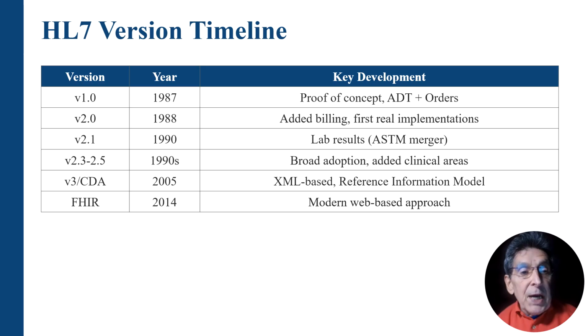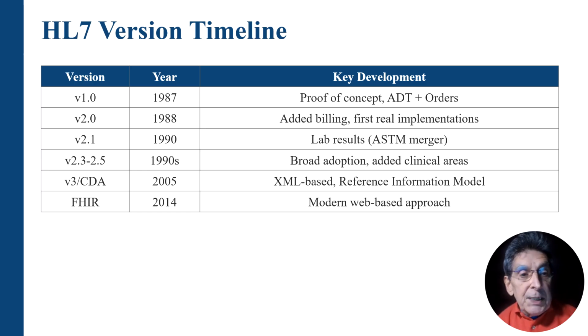So let's go back over the timeline. Version 1 was in 1987. Version 2, 1988. That's when we were able to handle ADT messages. That's admit, discharge, and transfer, plus some basic orders. And it showed the approach could work, but wasn't quite ready for broad deployment.